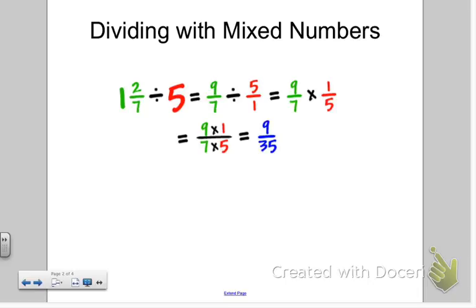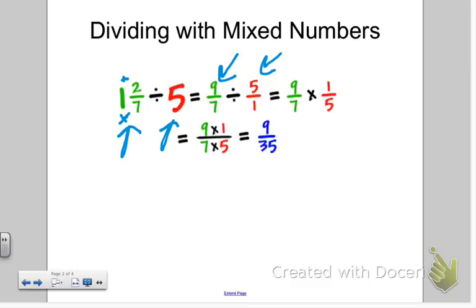The first thing you need to do, and this is very similar to multiplying fractions, any mixed numbers need to be turned into improper fractions. So 1 and 2/7, well, let's see, 1 times 7 is 7, plus 2 more is 9, and that's going to now give you 9/7. So mixed numbers need to be turned into improper fractions first. Then, of course, if you have any whole numbers, don't forget to put them over 1. So now we have 9/7 divided by 5, or 5 over 1.